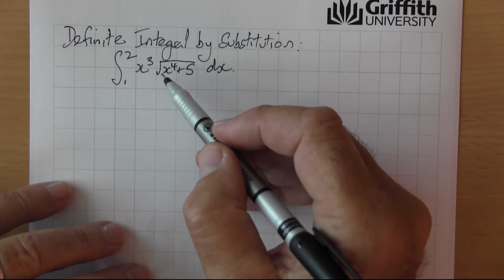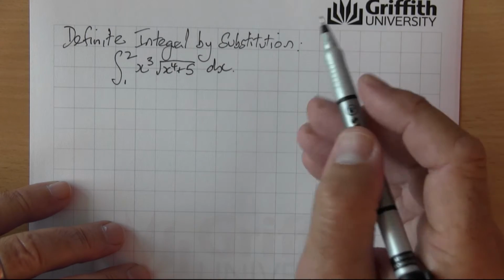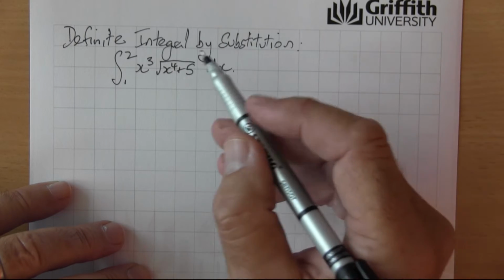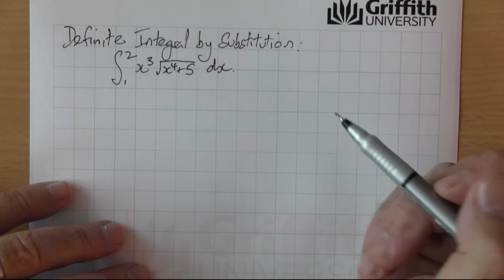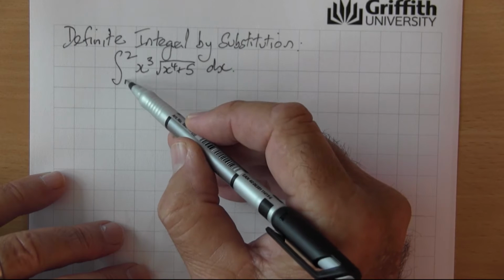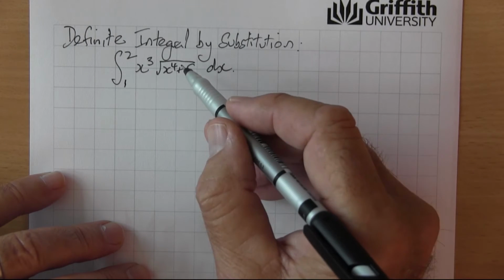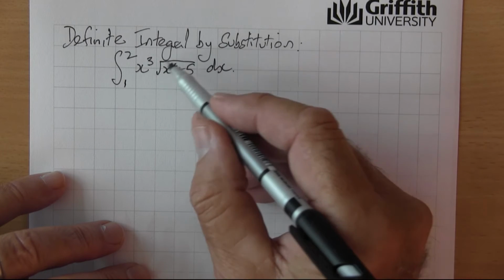If we want to find the integral of x cubed square root of x to the 4th plus 5 with respect to x between 1 and 2, we've got a definite integral. We've got values of x ranging from 1 to 2. It looks as though we've got a function of a function going on here.